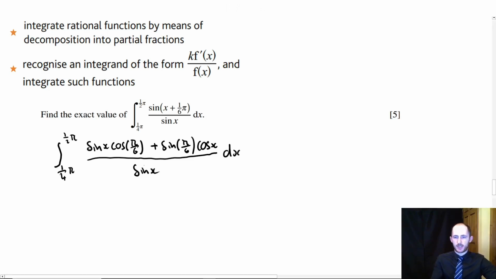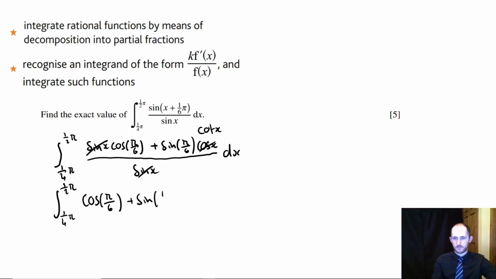Now what we can do is we can actually cancel out sine x, and cos over sine, in this case, would be cot x. Okay, so again what I did here is I just did the division, right? Sine x, and then you have cot x here. So it's cos pi over 6 plus sine pi over 6 cot x dx.